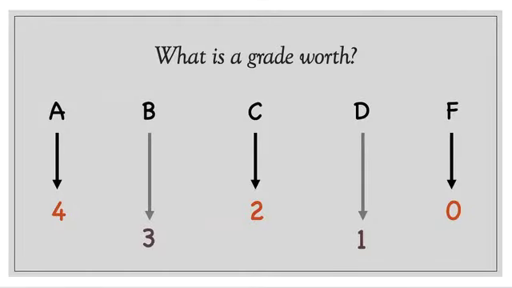Now, what are grades worth? Different grades are worth different amounts of points, and that's how we calculate your GPA. So an A grade is worth 4 points. It's the top of the scale and gives you the most points per class. Then as you go down each letter grade, you take away essentially 1 point.